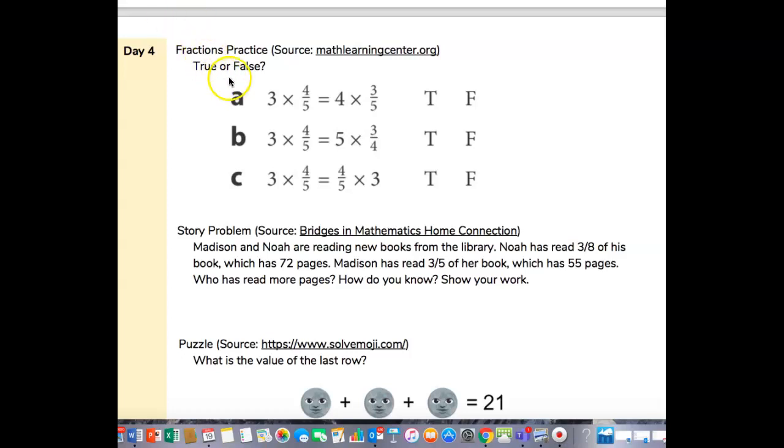It says true or false. 3 times 4/5 equals 4 times 3/5. Well, let's just work this out. Now remember, when we multiply fractions, the denominators do not need to be the same, and we want to put the whole number over 1. So now we've got 3 over 1.